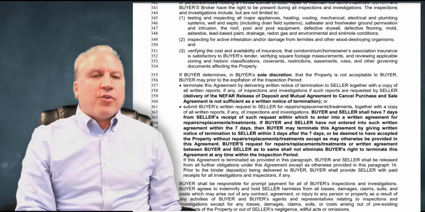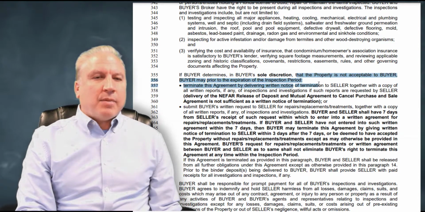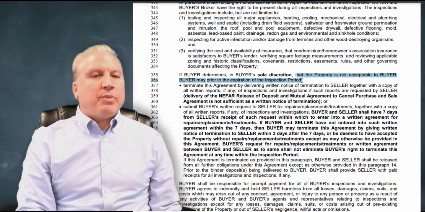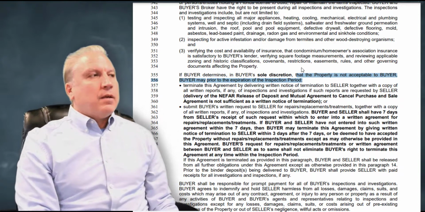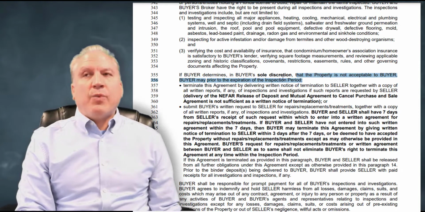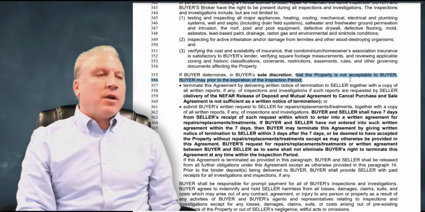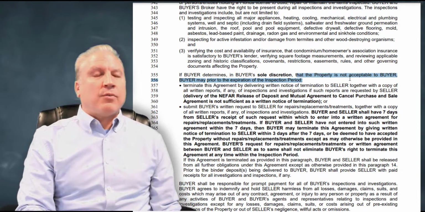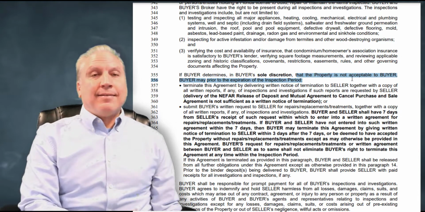If the buyer determines that the property is not acceptable during the inspection period, they can cancel. A lot of sellers now are trying to waive inspections. It used to be that you bought a house, you signed a contract, you had 30 days to do an inspection. If you didn't like it, you could walk away.